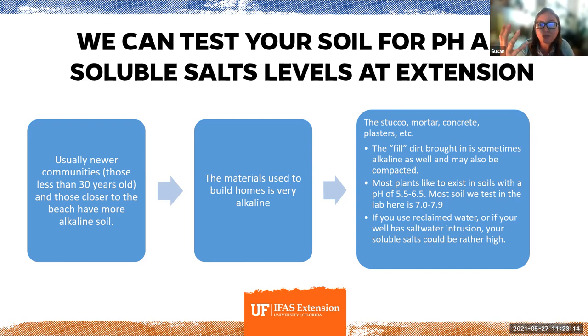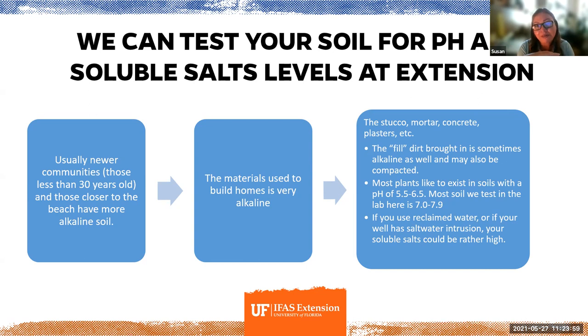And that is mainly due to the materials in the home, the soil fill that was brought in, that sort of thing. And the leaching of all of those new materials that were used in the home, all of that is very alkaline: all the stucco, the mortar, the concrete, the plasters, et cetera. So most plants like to exist in soils that are 7 or less. And most of the soil that we test here in our lab is 7 up to 7.9. So that goes to show you, most of the plants are not incredibly happy probably where they are.